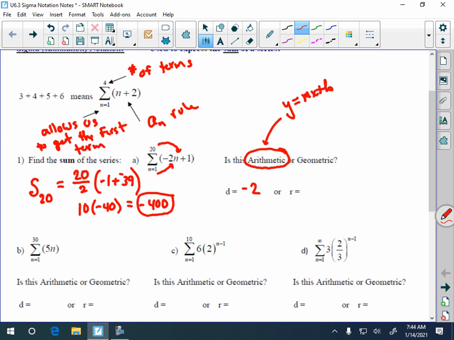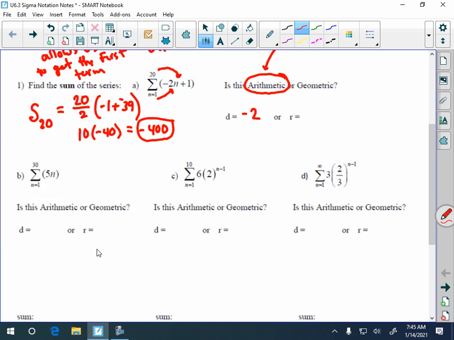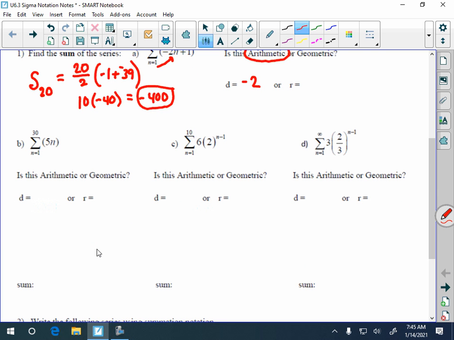All right, let's do B. All right, so B is asking, is this arithmetic or geometric? So again, we can see it's arithmetic because it is in the form of y equals mx plus b. There's no exponent. So this is arithmetic. And because it's arithmetic, it has a d value, which is the slope. In this case, it's 5. All right, so now let's go ahead and find the sum. Again, we're just going to use that same formula that we did before because it's arithmetic. So we're looking for S of 30 this time, 30 terms. So now we're going to go 30 divided by 2.